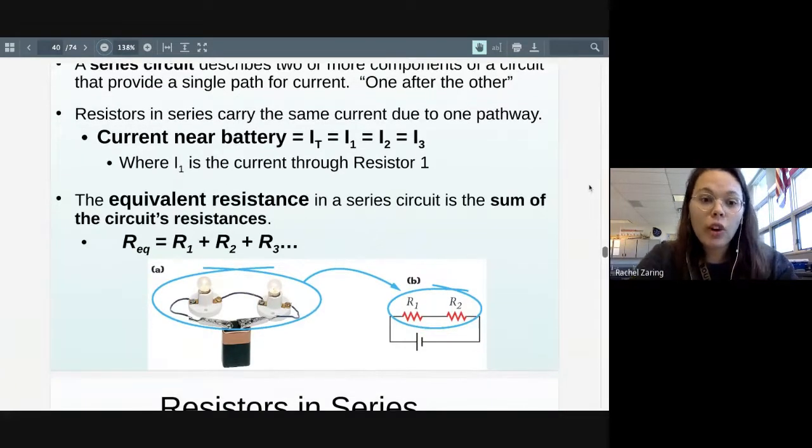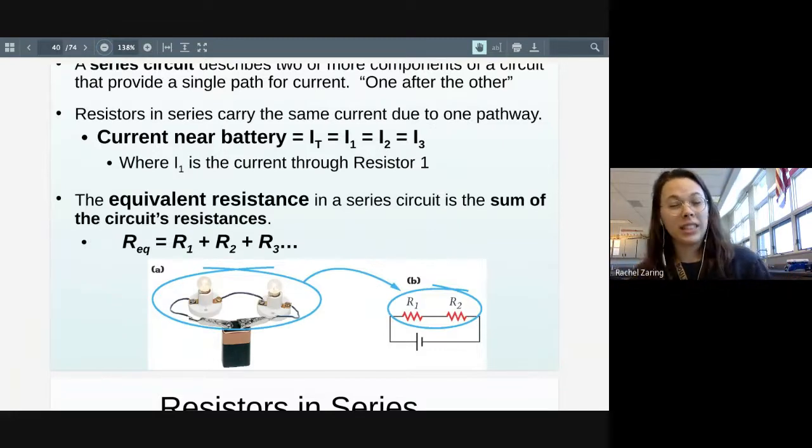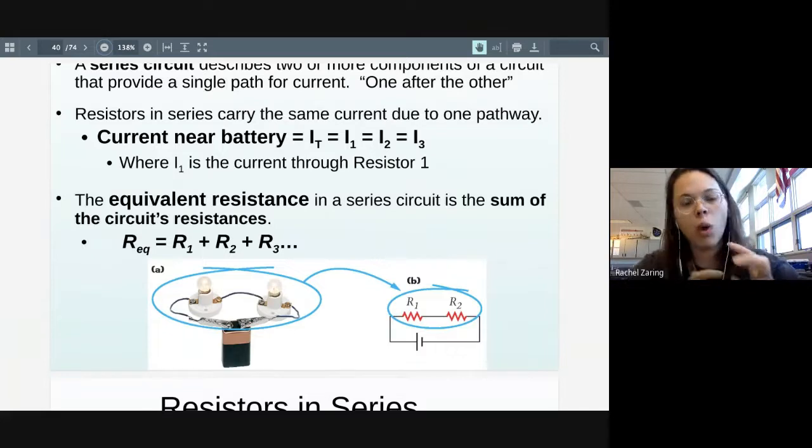Okay, new vocabulary term for you: the equivalent resistance. Now we're dealing with more than one resistance. In this example, you have 2. The equivalent resistance describes the sum of all of the circuit's resistances. If you wanted to describe the resistance for the entire circuit, that would be the equivalent resistance. If you were describing the resistance just at resistor 1, then you call that resistor 1, or R1.